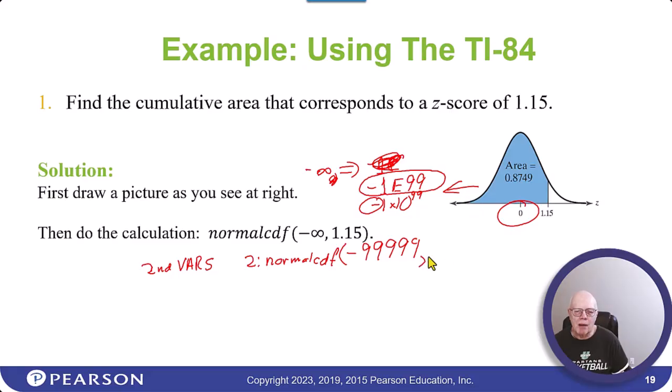We want it to stop at 1.15. Because this is z-score, we put 0 and 1. And then you're ready to hit the enter key and you'll get your answer.